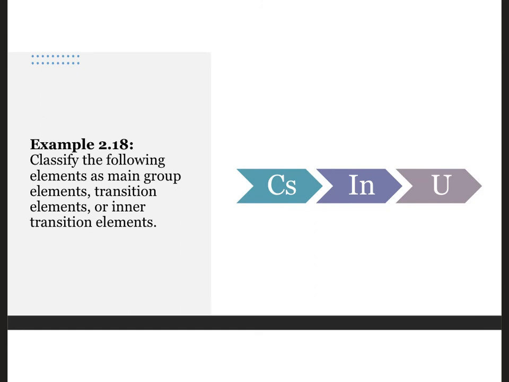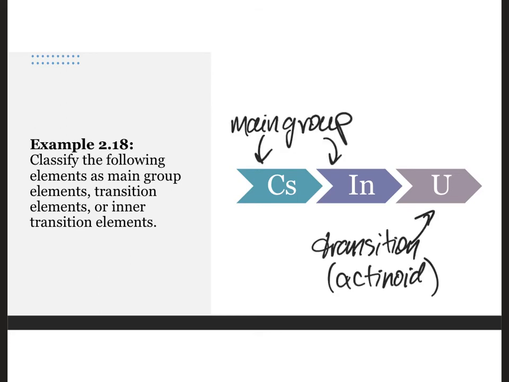Based on what we just learned, how would you classify each of these elements? Cesium and indium are main group elements, while uranium is an inner transition element or actinoid.